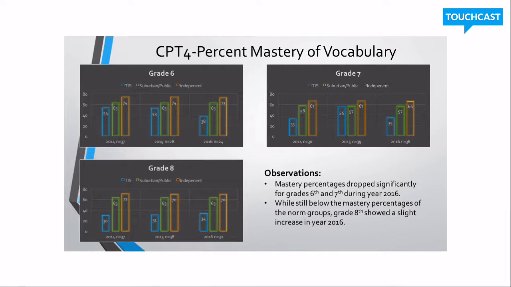So now let's look at percent mastery of vocabulary. Mastery percentages dropped significantly for grades 6 and 7 during 2006. So if you see here and here and here and here, these percentages dropped quite a bit. And while still below the mastery percentages of the norm groups, grade 8 remained somewhat constant and showed a slight increase in year 2016. Again, this is the group with the least amount of English language learners at low proficiency.